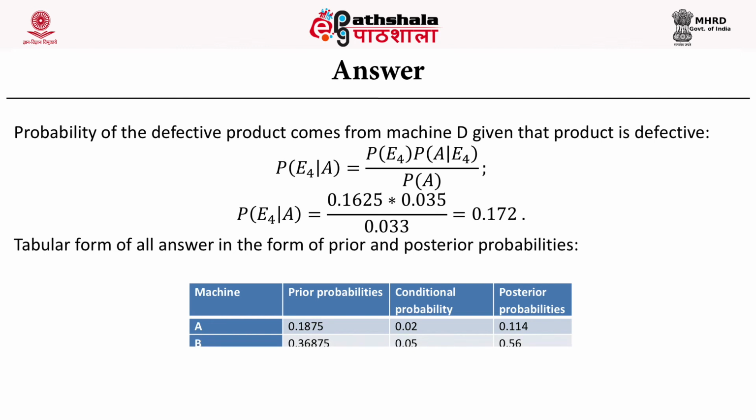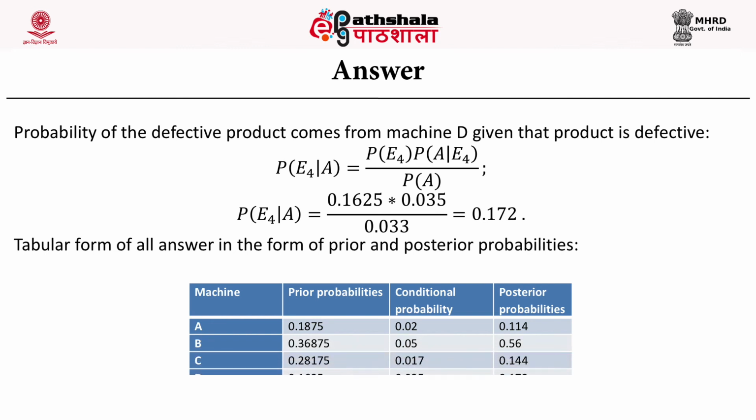Now from the table you can see that we have prior probabilities, conditional probabilities and posterior probabilities given here in the form of a table.